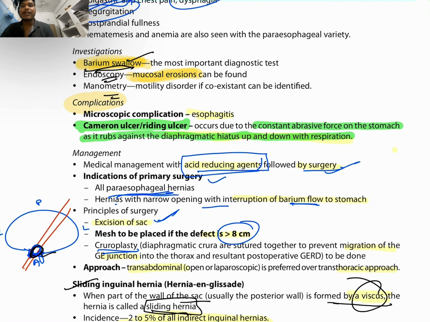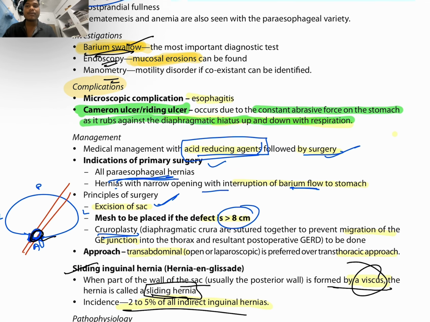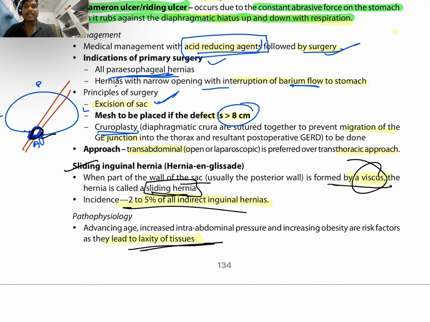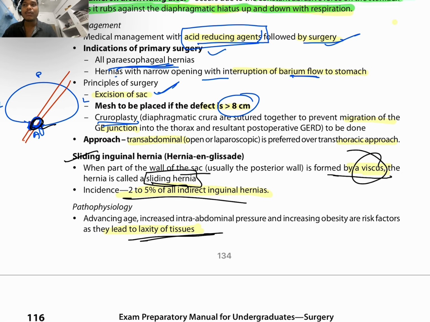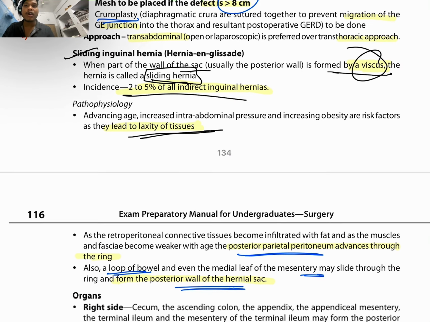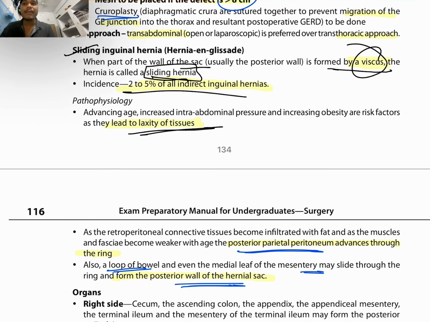So for the medical management, we will reduce acidity and go for surgery. First we will check the above with the barium swallow. The principle of the surgery is placing a mesh if the size is more than 8 cm, or either fundoplication will also be done by the transabdominal approach. And for the sliding hernia, the viscera are put back. The main pathology is due to the increase in laxity of the tissue.